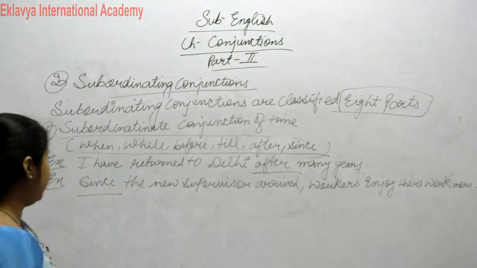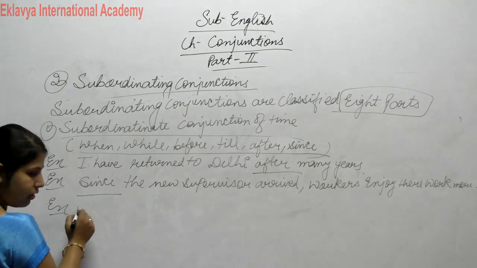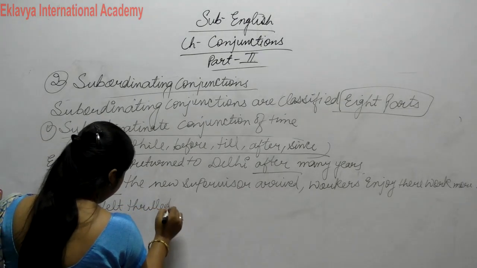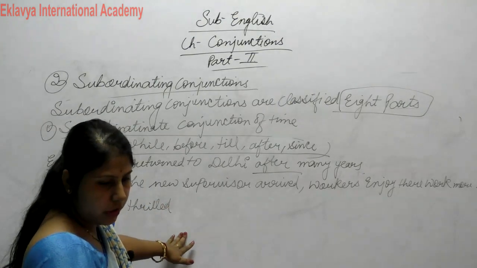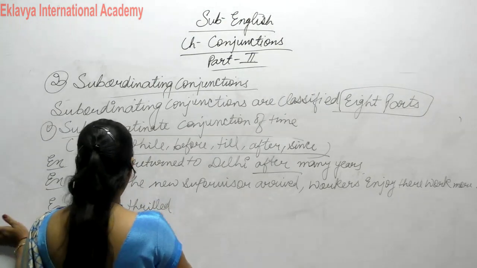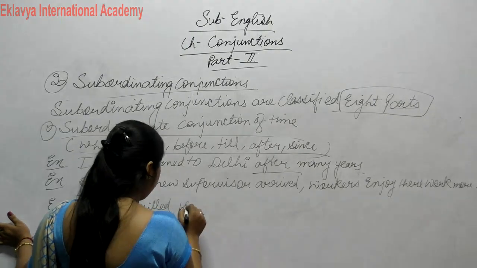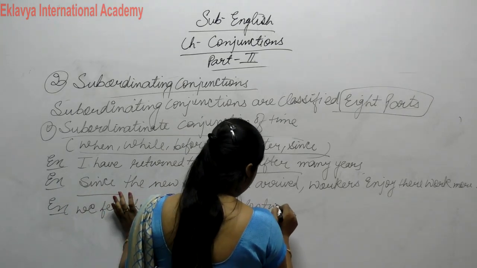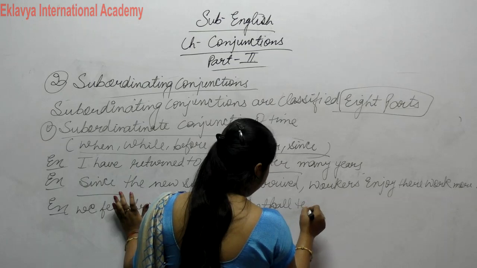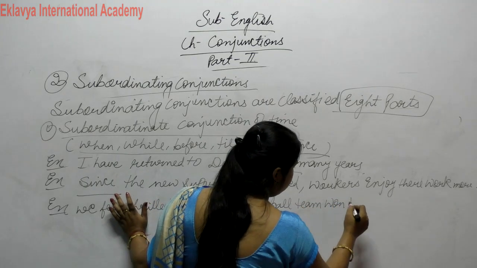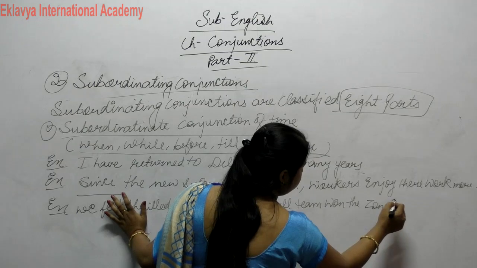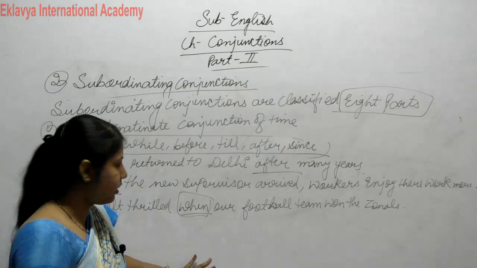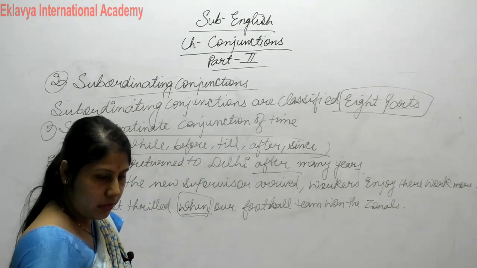Another one is our when. We felt thrilled when our football team won the trophy. Clear? So this way we use our when conjunction. Okay? Now next is our till.